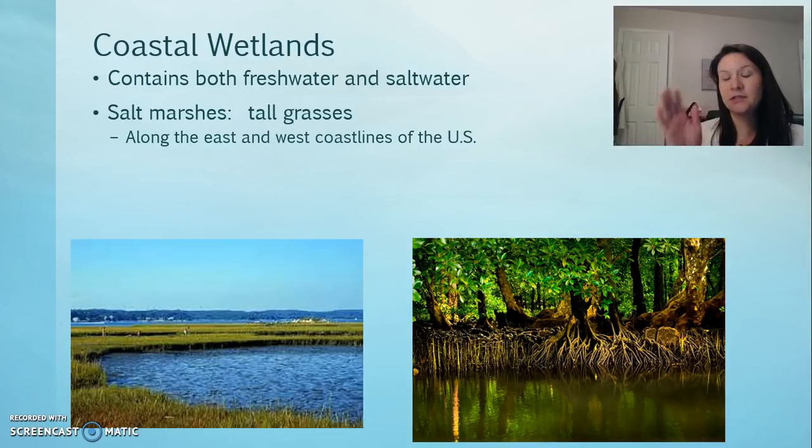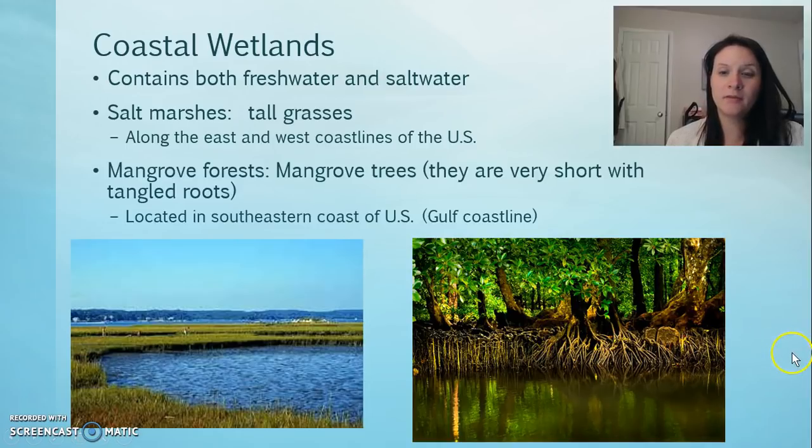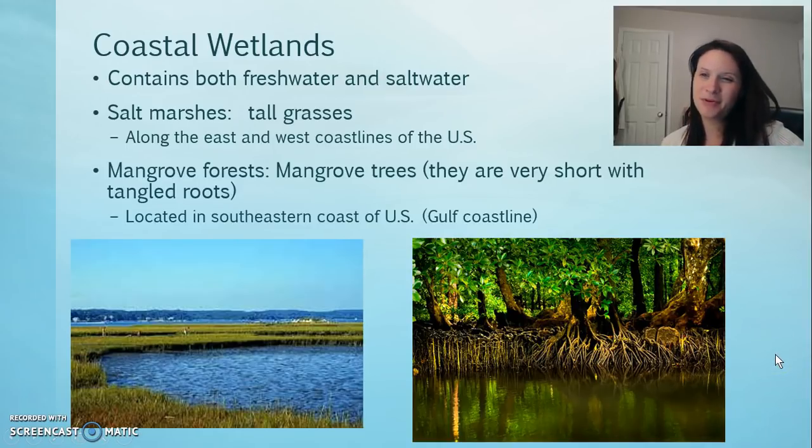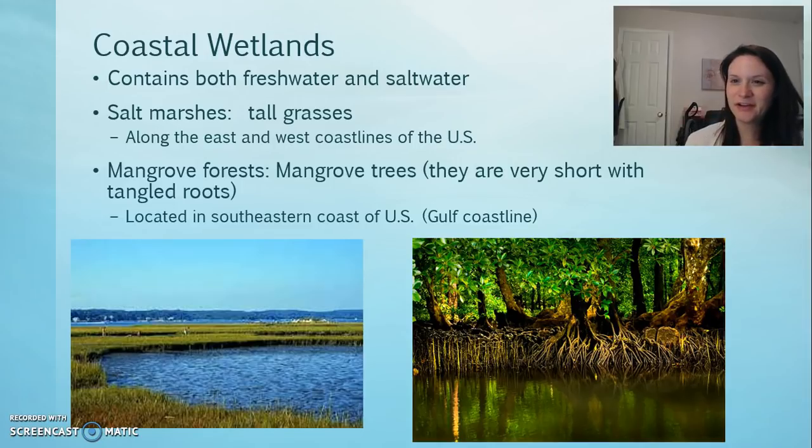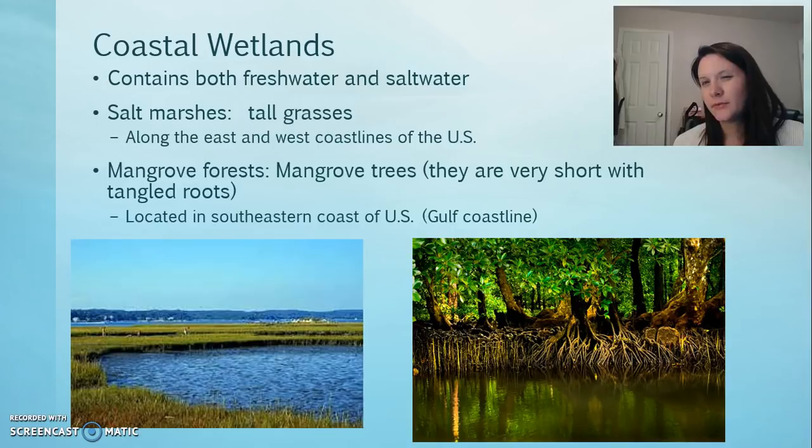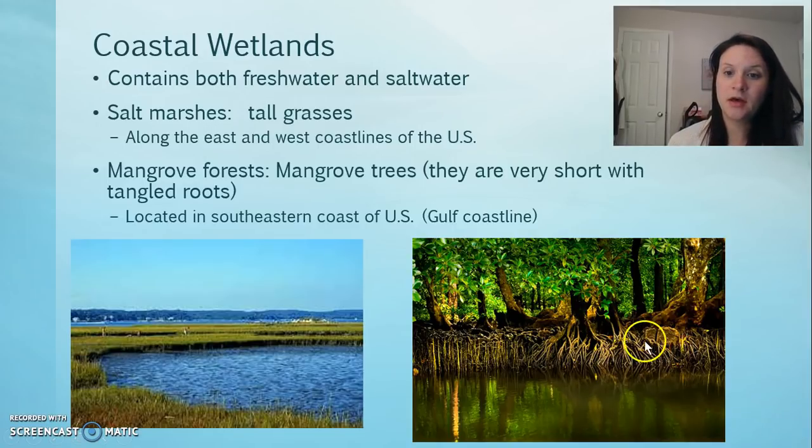So usually you find the salt marshes along the east and the west coastlines of the U.S., whereas over here we have the mangrove forests. Mangrove trees are one of my favorites. They're very unique. It looks like they're growing out of water. Well, they're in water, but the roots go all the way down to the floor where they have attached themselves. But that floor of that water is very shallow, so they don't have far to go.